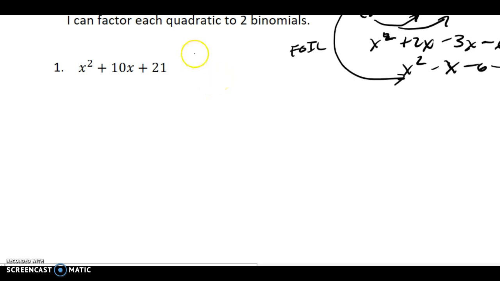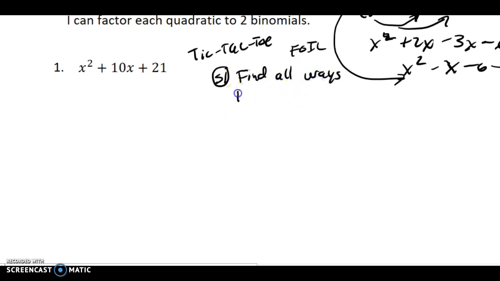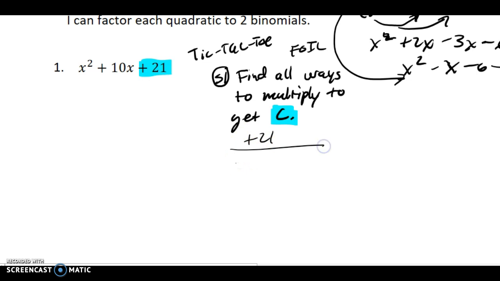So what we're going to do is I like to use the tic-tac-toe method. So step one, we need to find all ways to multiply to get C, which is this number here. Okay, so we have 21 or plus 21. So all the ways to get 21 are 1 times 21 and 3 times 7. But wait, we have negative versions too. Negative 1 and negative 21, negative 3 and negative 7.